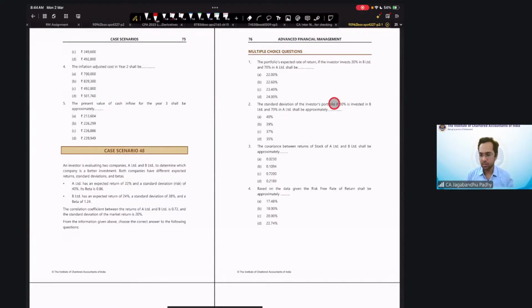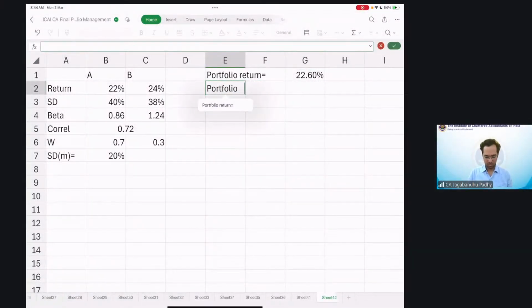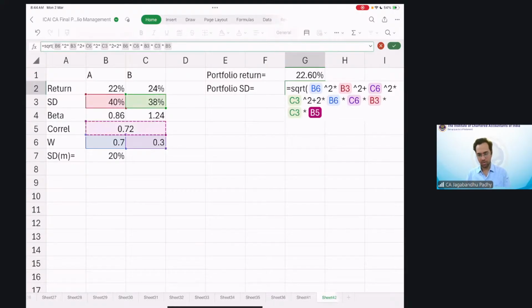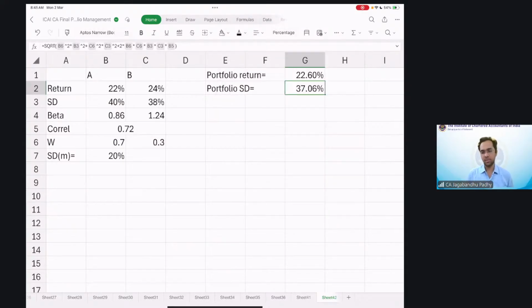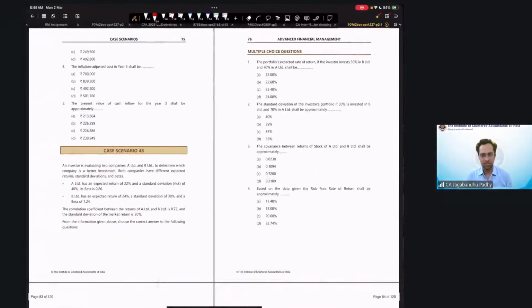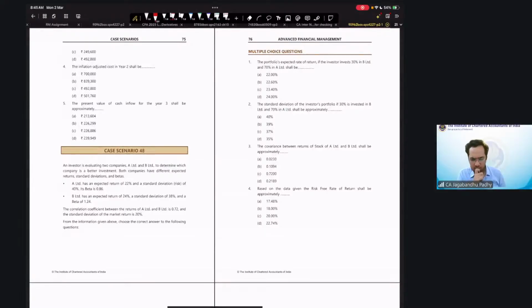Standard deviation of the investor's portfolio if 30% is invested in B and 70% in A. Now, the portfolio standard deviation is square root of weight of A square into standard deviation of A square plus weight of B square into standard deviation of B square plus 2 into weight of A into weight of B into standard deviation of A into standard deviation of B into correlation between A and B. So portfolio standard deviation is 37.06%, option C.